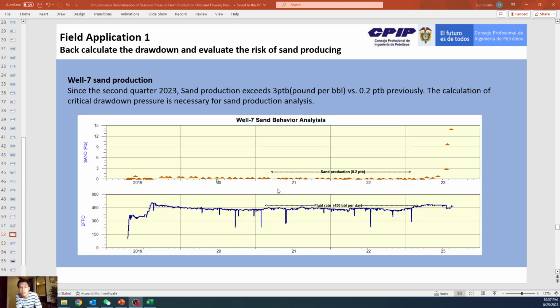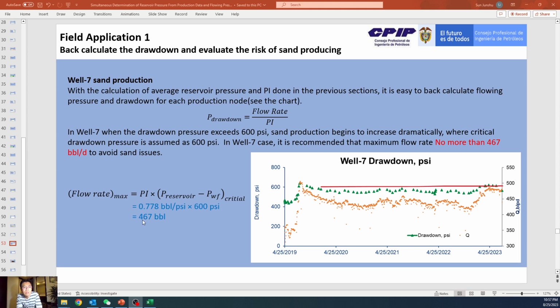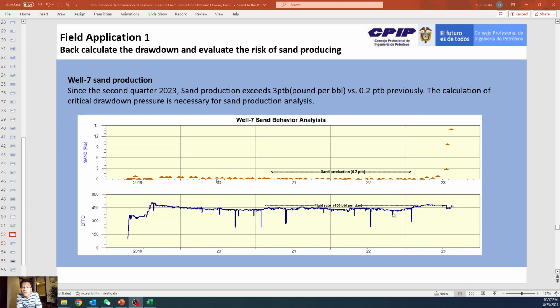So we need to decline the ESP frequency to make sure the flowing rate is less than 467. Otherwise, the drawdown exceeds 600. Then the sand producing would be an issue.